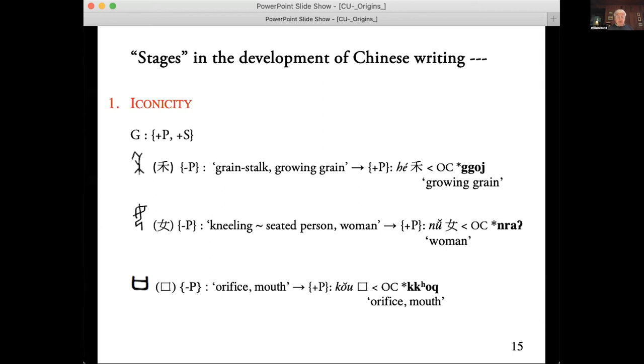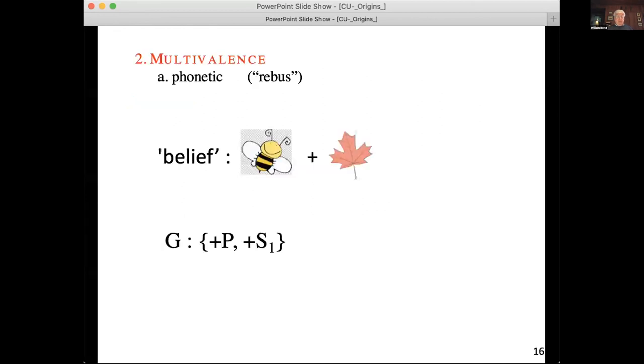Okay, now everyone knows that graphs such as these alone will not make any kind of writing system. You need more. The second step, or stage, is to recognize that the graphs that have arisen iconographically at the initial stage can be used glottographically with either phonetic or semantic values beyond what they initially had. This is what is called a multivalent stage of the development of a writing system. And it seemed to have occurred in all four cases of the invention of writing in antiquity.